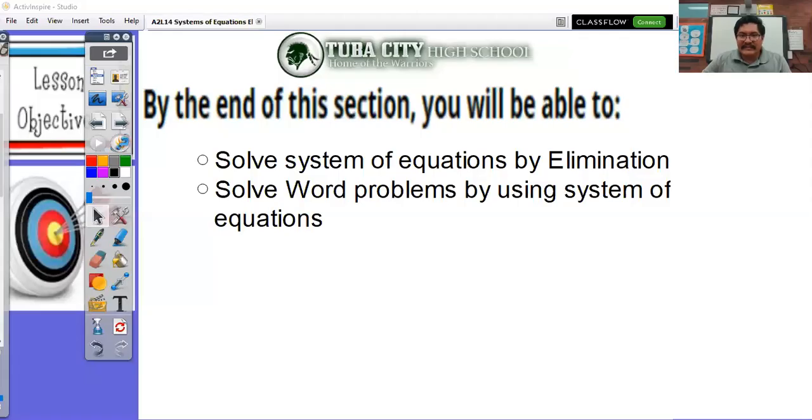All right, good morning. Let's go ahead and start what we're doing today, which is solve systems of equations by elimination and solving word problems using the systems of equations. So yesterday we talked a little bit about the substitution method and the graphing method. So this is the other one.